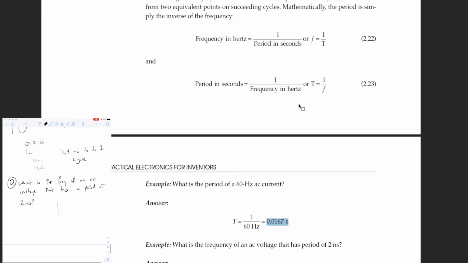So, all right. So what this question here is saying is that if a waveform takes 2 nanoseconds to do one cycle, right? Then how many cycles per second?